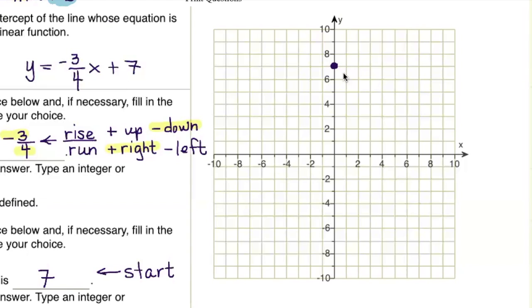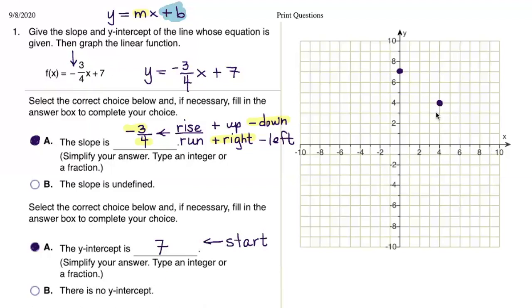right. I do this starting at my y-intercept. I go down 3, right 4. And I put another point down. I continue this pattern. Down 3, right 4. I can also get more points on the line by doing the exact opposite. From the y-intercept, I can go up 3 and left 4.